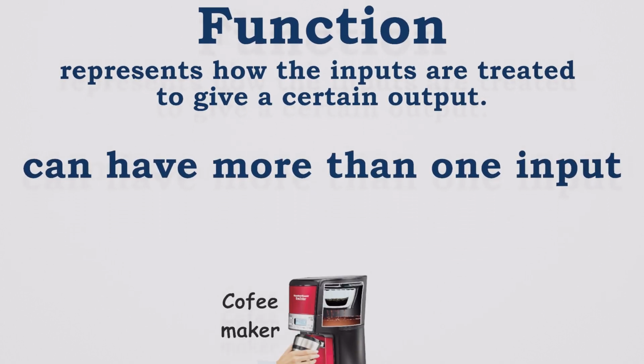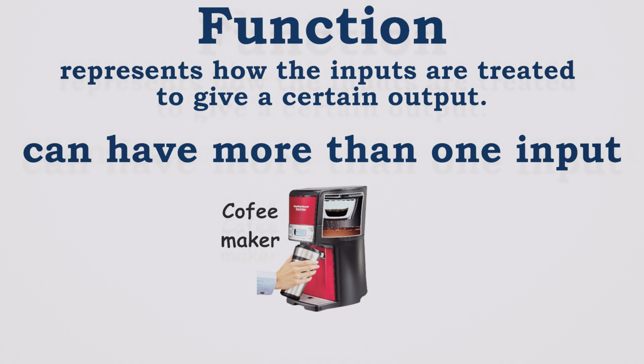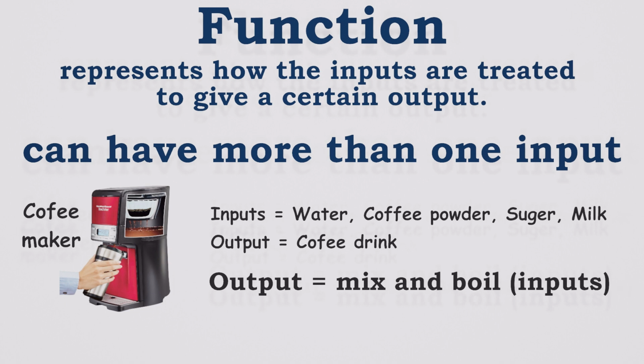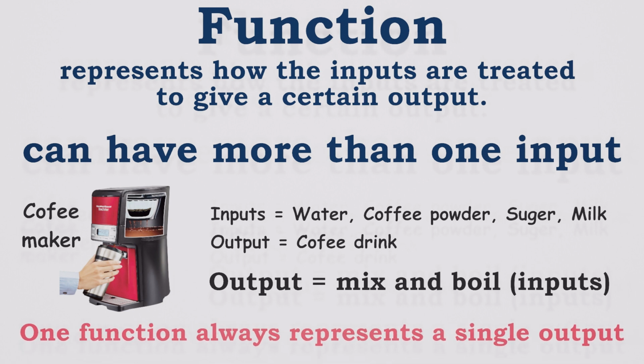For example, think about a coffee maker. We put water, coffee powder, sugar, and milk into the machine, and it gives us delicious coffee. This machine mixes and boils the inputs, so we can write the function of a coffee maker like this. There are several inputs to this function, but always keep in mind, one function always represents a single output.